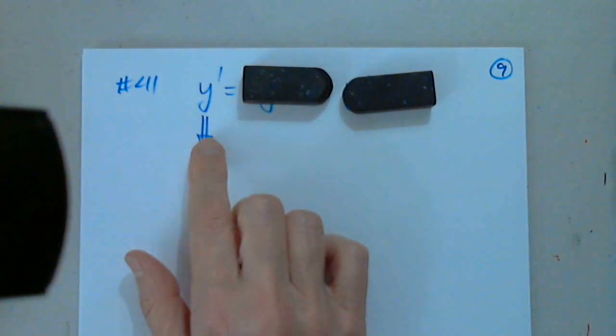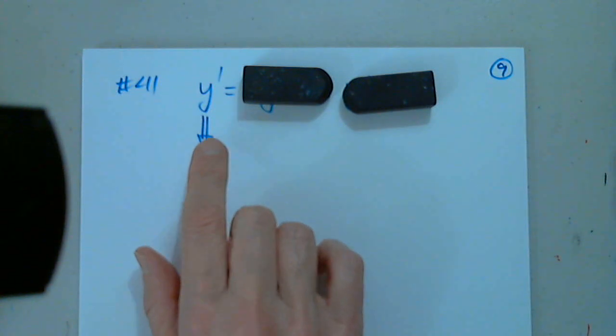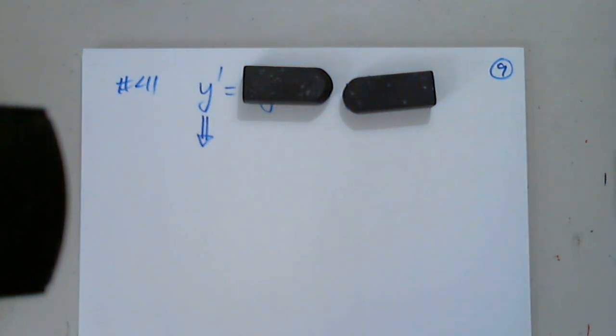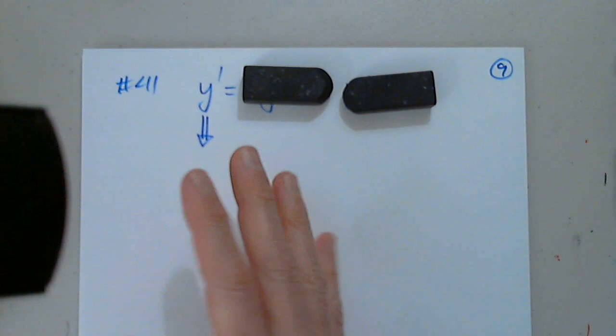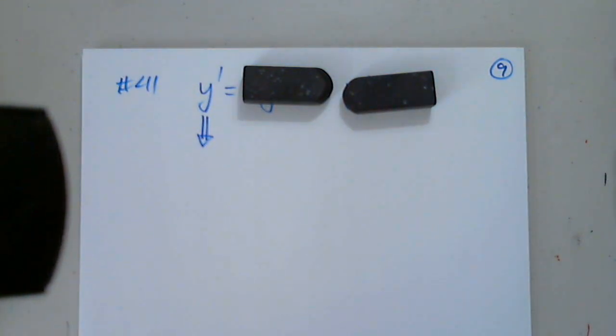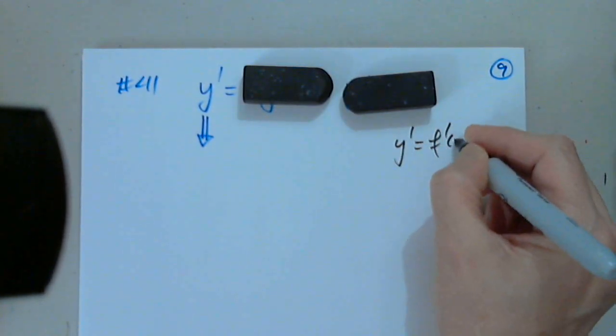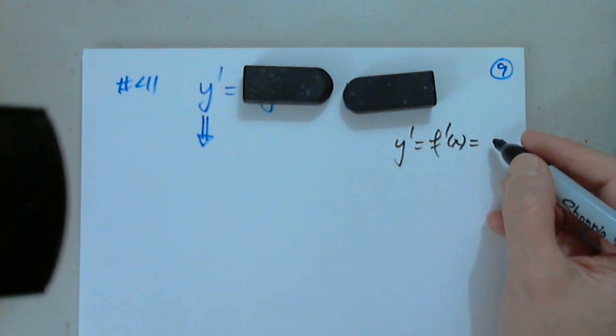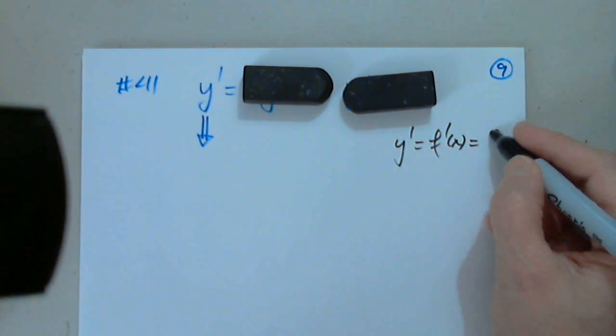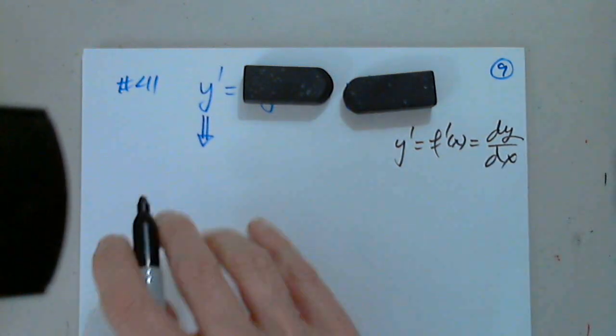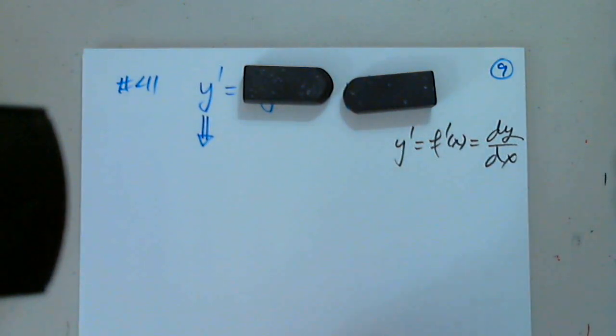Say it again. Is it 3? No, y prime has a different notation. Without that different notation, I cannot solve the equation. There's a different notation for y prime. We have y prime, we have f prime, and we also have dy over dx. Of course, without dy over dx, I can't continue. This doesn't look like a differential equation.